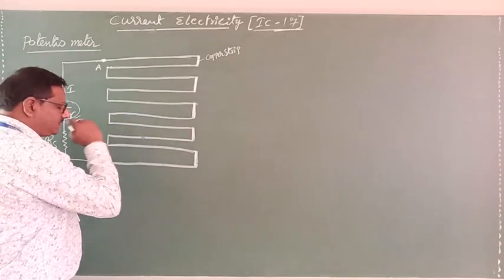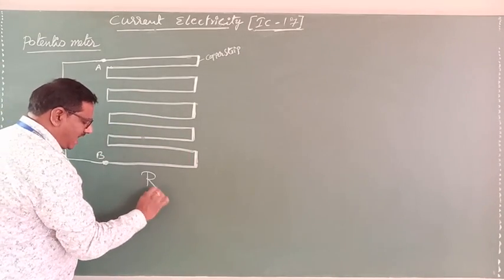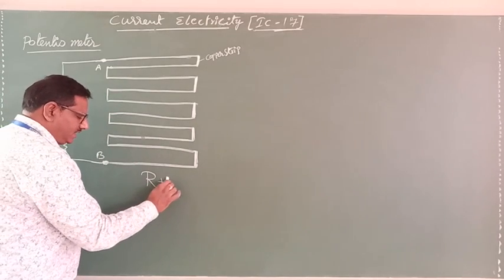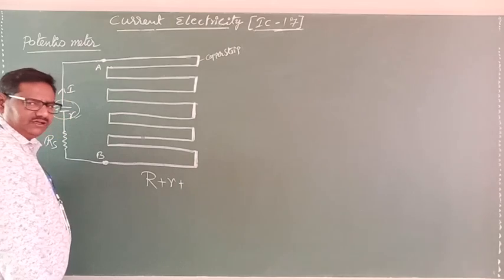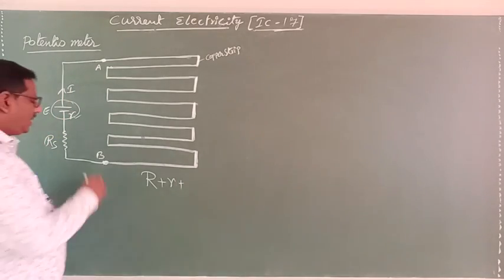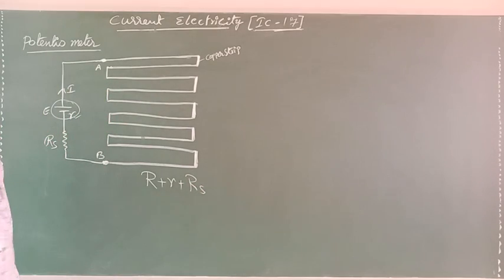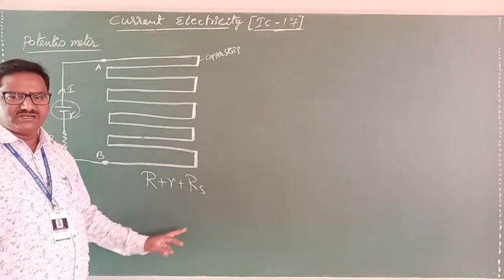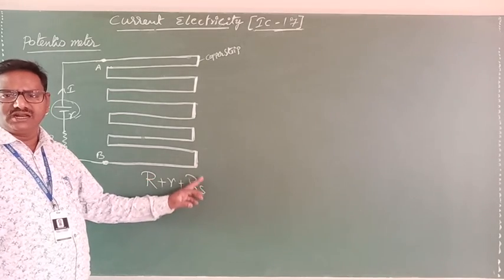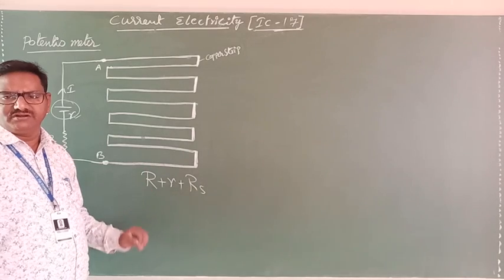Now, what can you write for the total resistance in the circuit? Due to this length, the wire has a resistance R, the internal resistance of the battery is small r, and the series resistance, that is the rheostat or simply adjustable resistance, we write as RS. So this is your total resistance in the circuit.